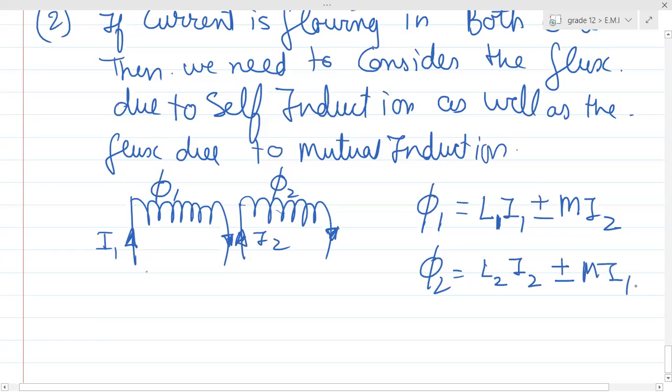Yes, tell me. So shouldn't the direction of current be the other way around? No, it is an external current flowing in both the circuits. I1 and I2 are external currents, and it depends on whether it is increasing or decreasing. Oh, okay, sir.